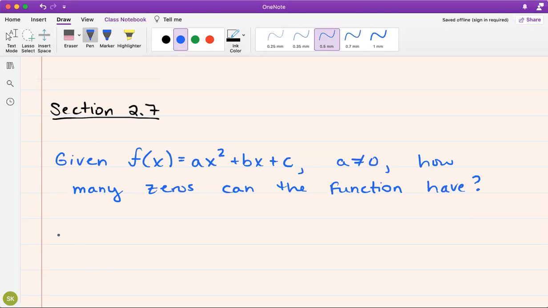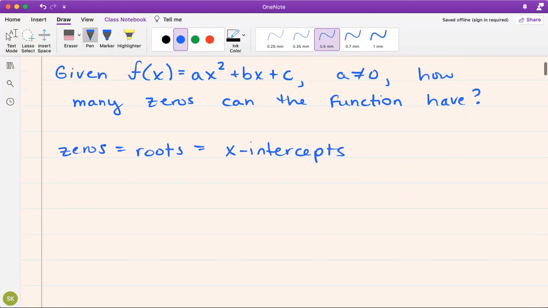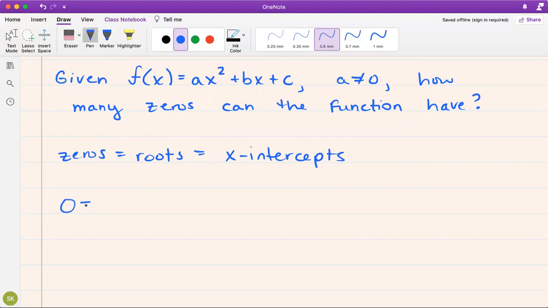Now remember, zeros is the same thing as the roots of a function, which is the same thing as the x-intercepts of a function. So what I'm asking is, how many x-intercepts are possible? Now we learned several different techniques to find the zeros of a function. What we did each time was we set the function equal to 0 and we solved for x.